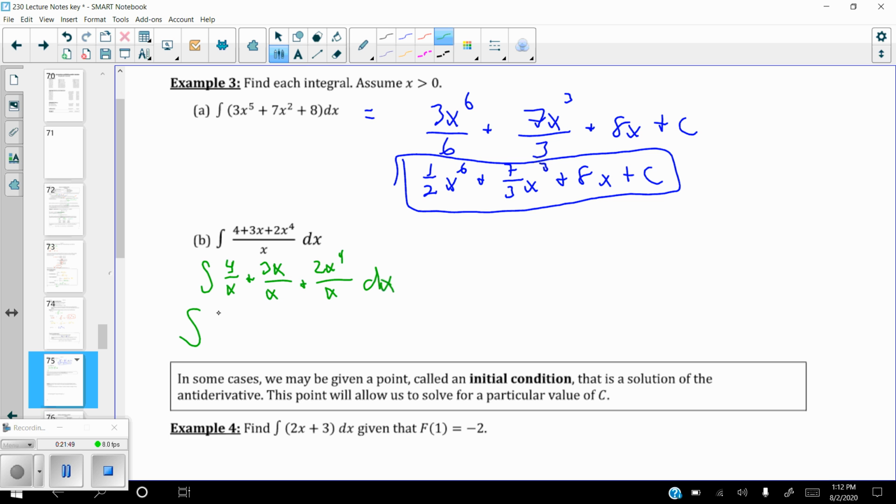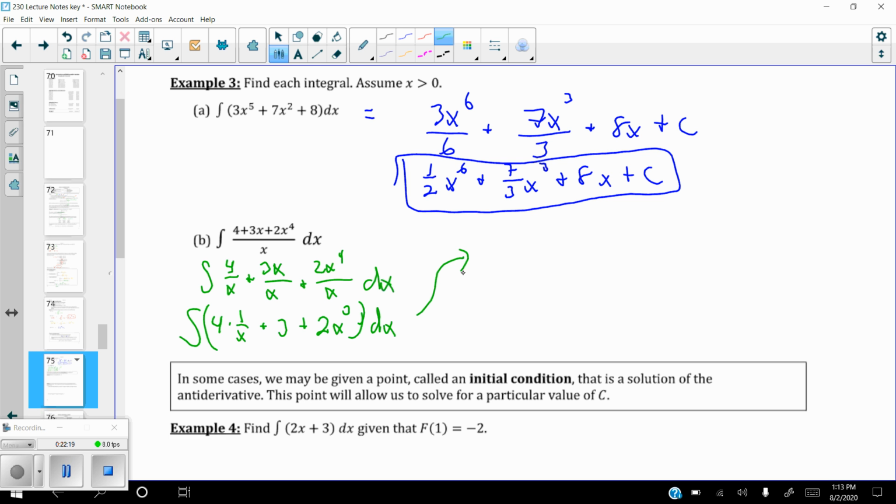So the 4 I can write as 4 times 1 over x. That helps. The 3x over x, well, the x's are going to cancel out, which leaves just 3. And then the last piece, 2x to the fourth over x, one of the x's is going to divide away, and we're going to get 2x cubed dx. Okay, now all of these are in a position where I can take an antiderivative. So let's go ahead and take the antiderivative piece by piece.